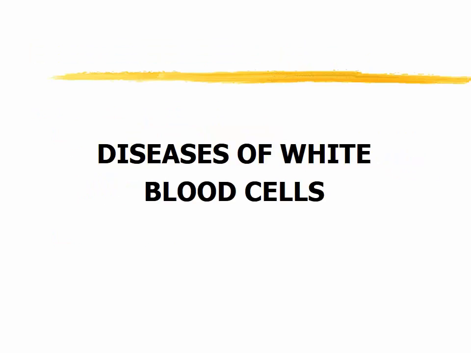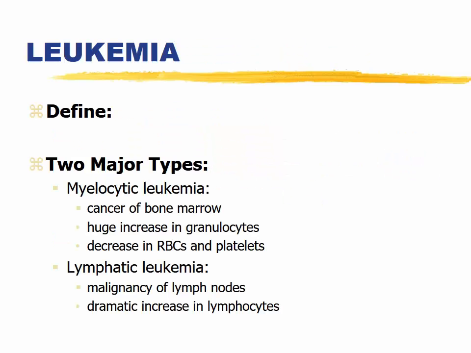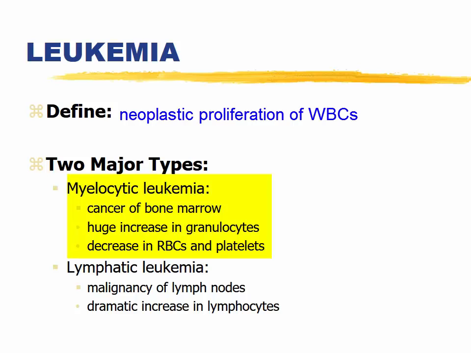Let's talk about diseases of the white blood cells. Leukemia is a neoplastic proliferation of white blood cells. The two major types are myelocytic and lymphatic, and they're named for the site of the malignancy. Myelocytic leukemia, therefore, is a cancer of the bone marrow, since myelo stands for bone marrow. In this condition, there's a huge increase in granulocytes with a decrease in red blood cells and platelets.